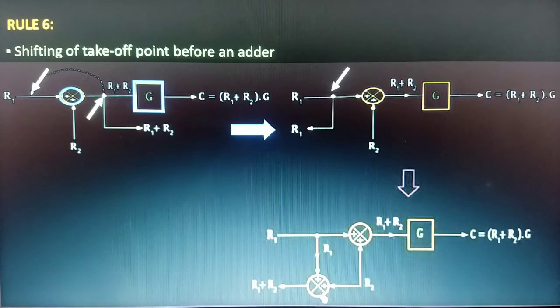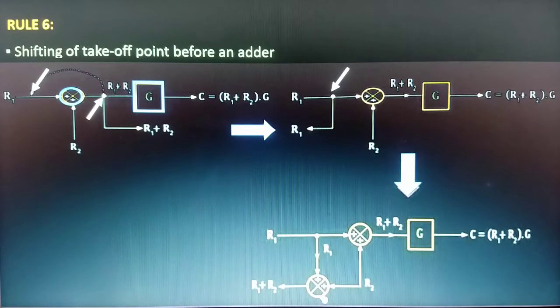In this case, when the takeoff point is after the adder, the output of this takeoff point was R1 plus R2, because the output of this branch is R1 plus R2. But the output of this takeoff point must be the same before and after shifting, and that is why the output of this takeoff point must be R1 plus R2. So in order to make this output R1 plus R2, we need to add R2 in this takeoff point.